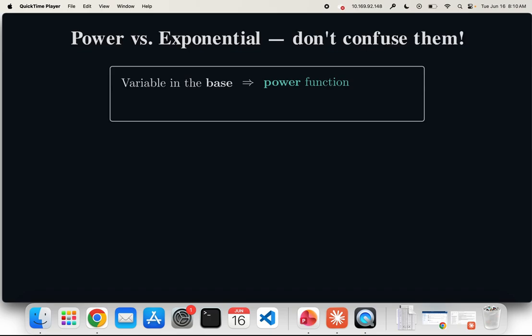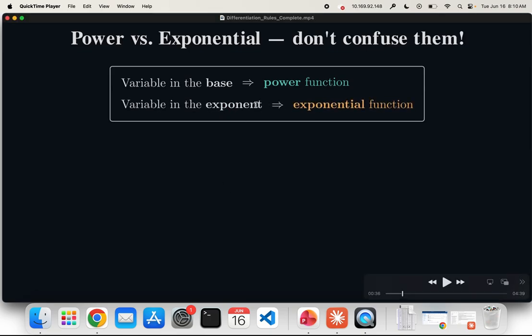Okay, so we learned about the power rule, and we learned about the exponential rule, and we want to make sure we don't confuse these. If the variable is in the base, then that's the power function. Like for example, x squared, right? The variable is in the base. If the variable is in the exponent, then that's the exponential function. For example, 8 to the x, right? We have to make sure we know the difference so that we can apply the correct rules.